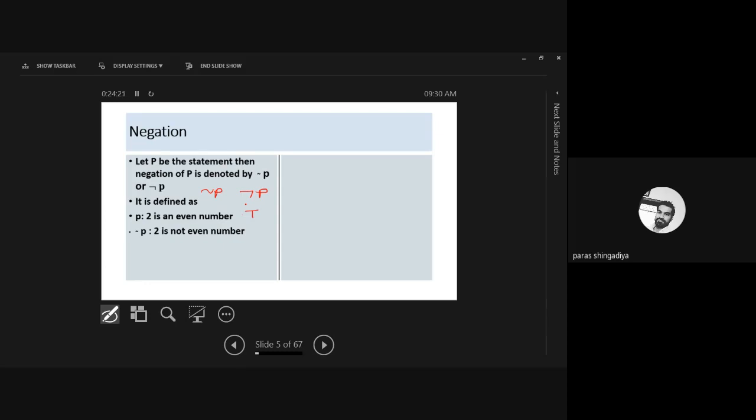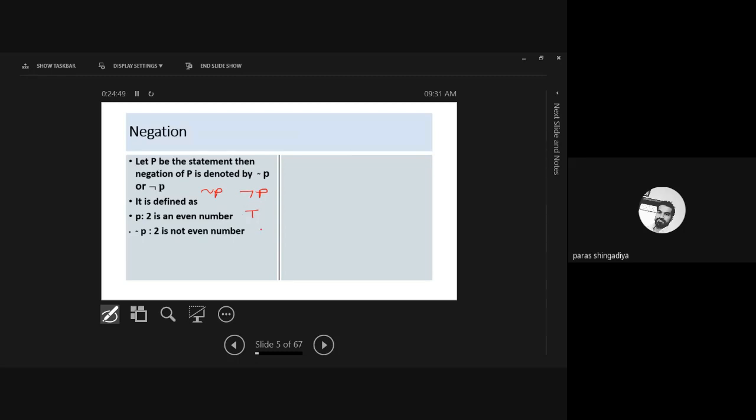So what will be the negation? 2 is not an even number. Otherwise you can write 2 is an odd number, because even का negation क्या होगा? That is odd. Clear? So what will be the negation of P? 2 is not an even number. Otherwise you can write 2 is an odd number.